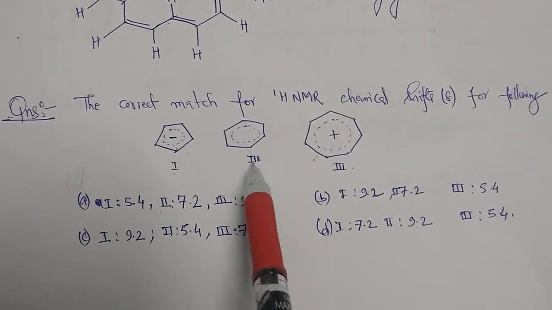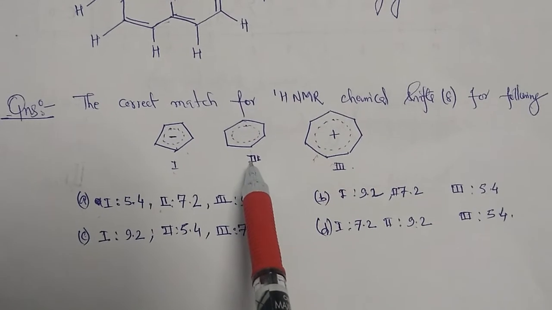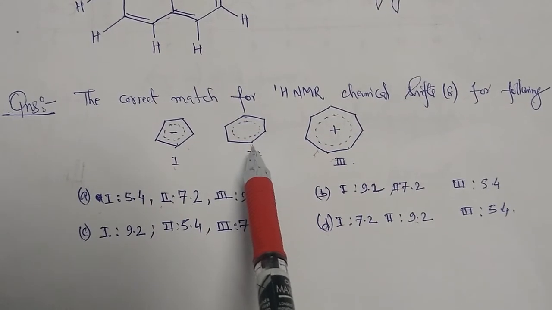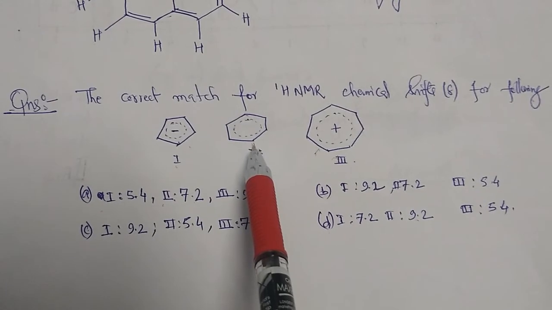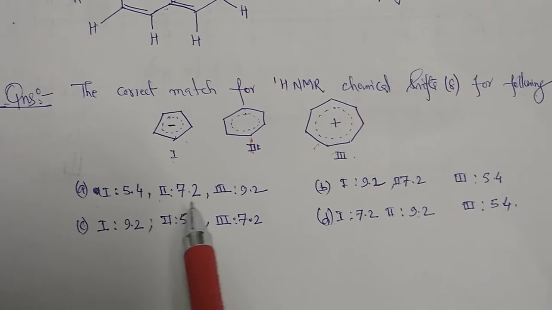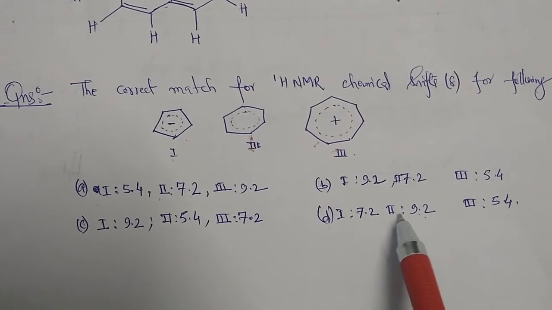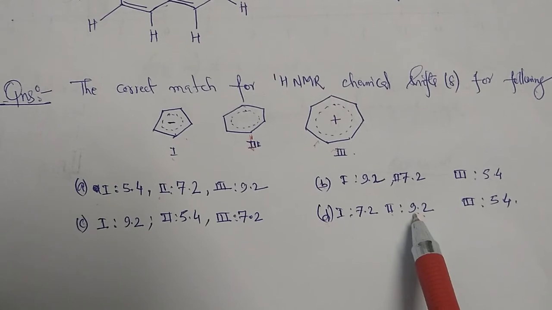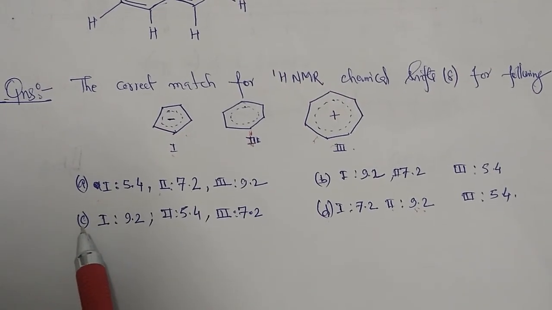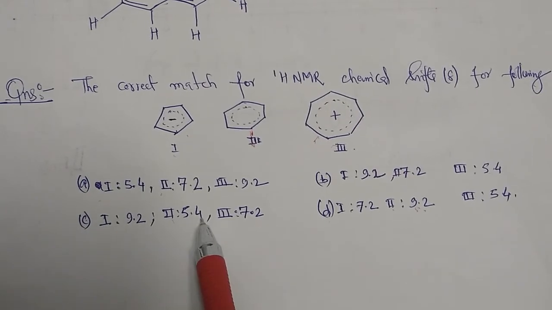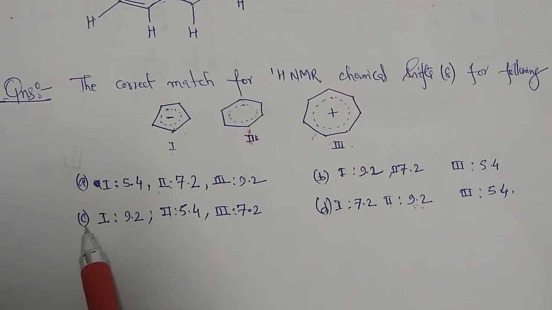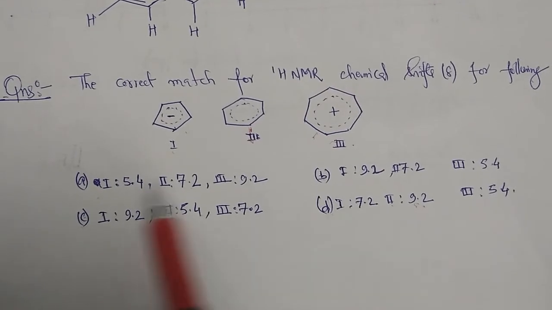So if we see carefully, figure number 2 is the benzene ring. For a benzene ring, we know that the chemical shift lies between 6.5 and 8.5. If we observe the options carefully, in option D, for 2 it is given 9.2, which is not possible for a benzene ring proton, and for option C it is 5.4, which is also not possible. So we cancel out options D and C. We narrow down to B and A.